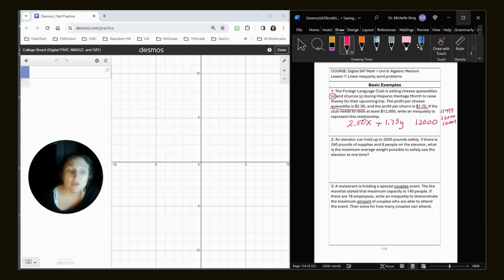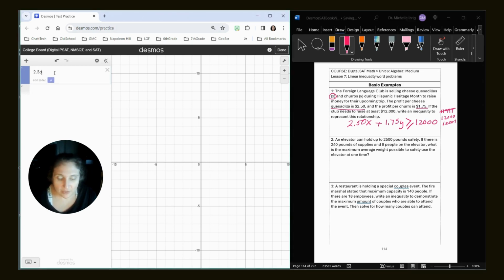So if they sold $11,999, would they be happy? I mean, I would be happy, but they didn't hit their target. So no. We know that this has to be greater than 12,000. If they sold exactly 12,000, is that okay? Well, they wanted at least 12,000, so yes, getting exactly 12,000 would be okay. So then we add this number right here. And that's it. We could graph it just to see.